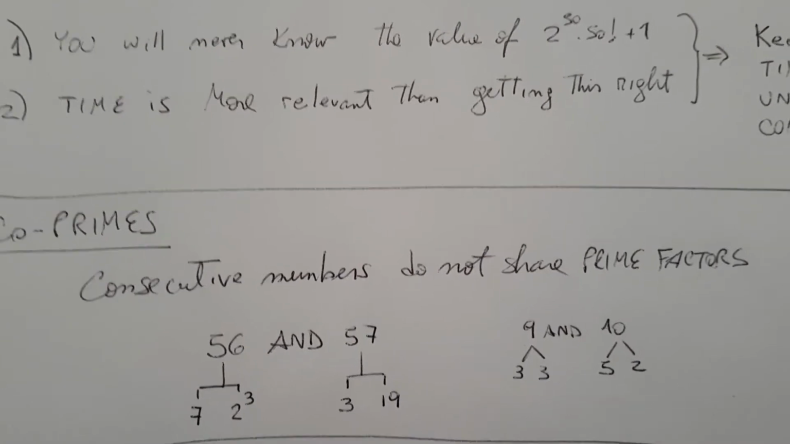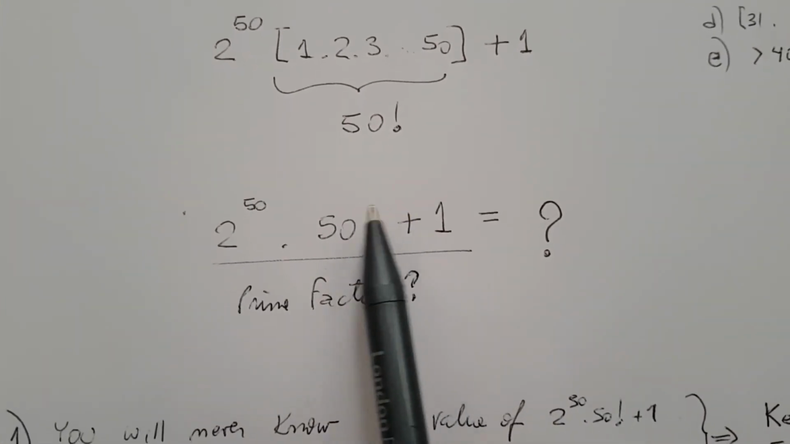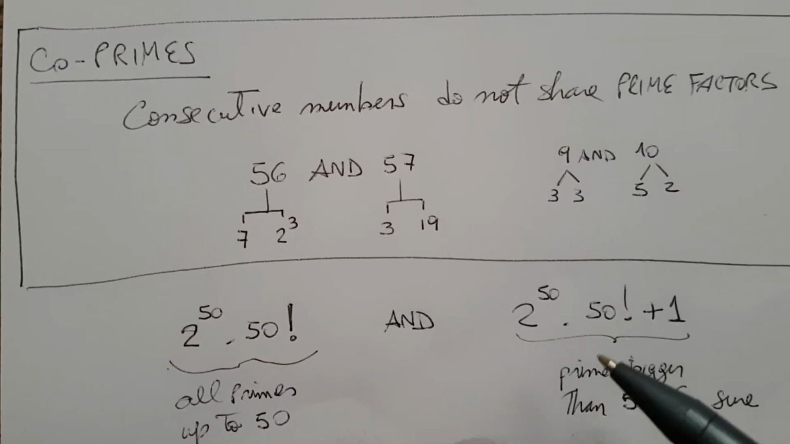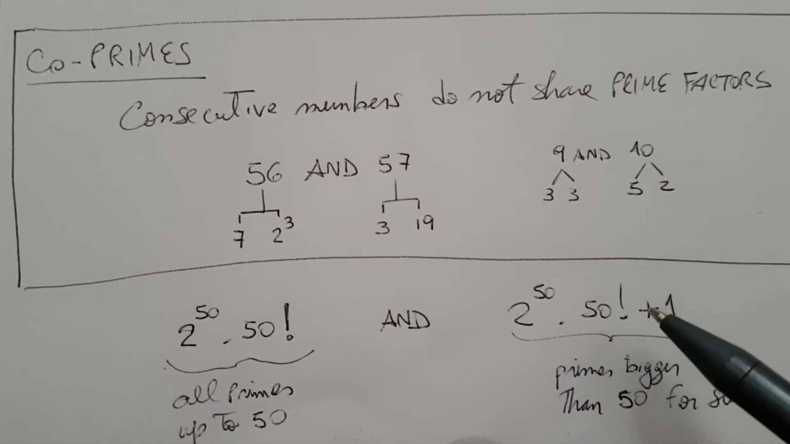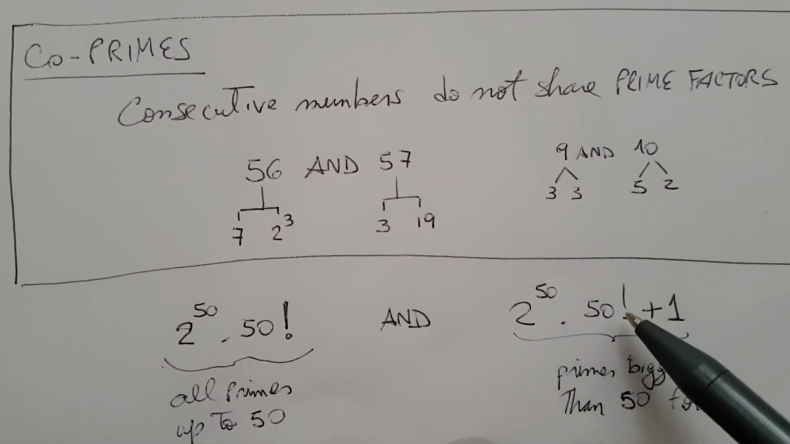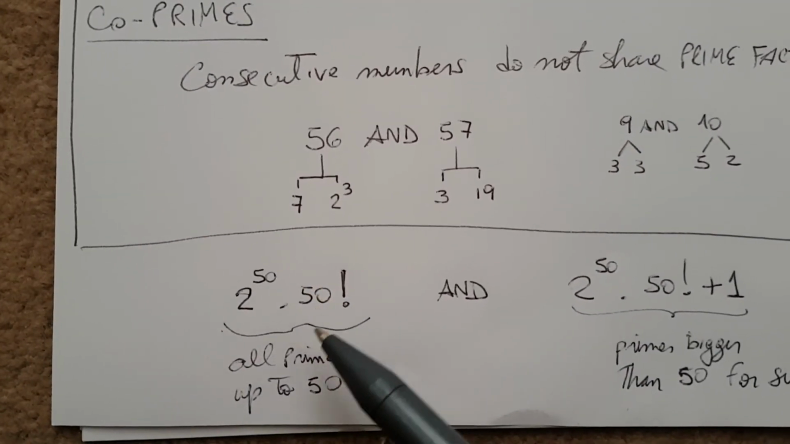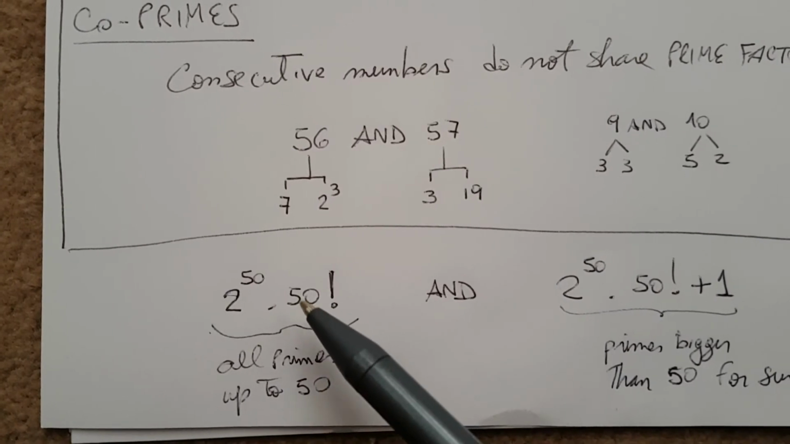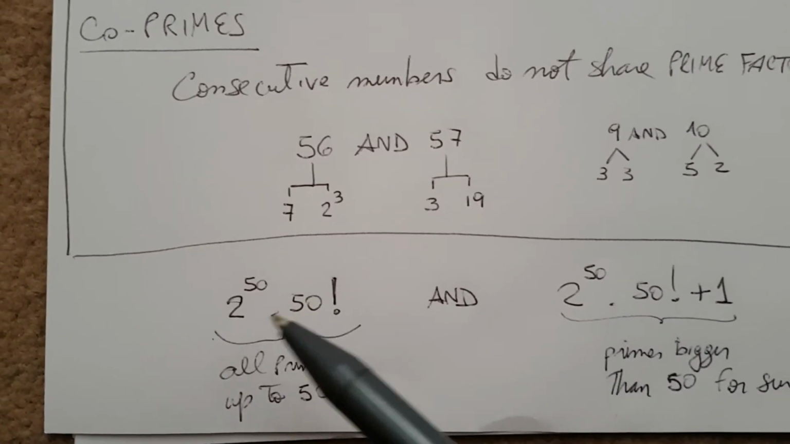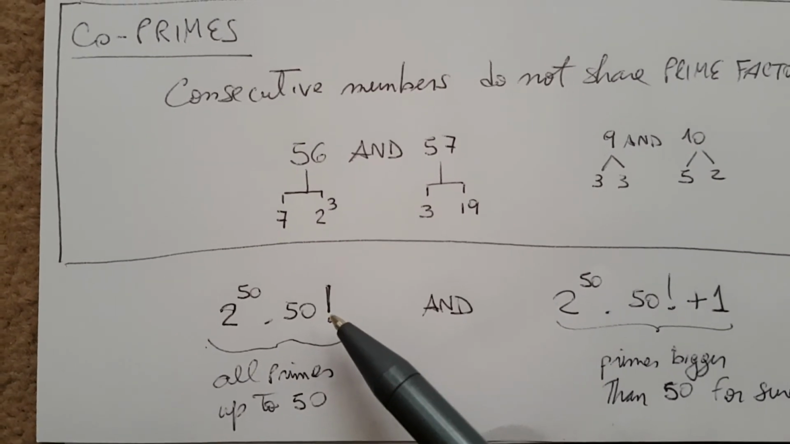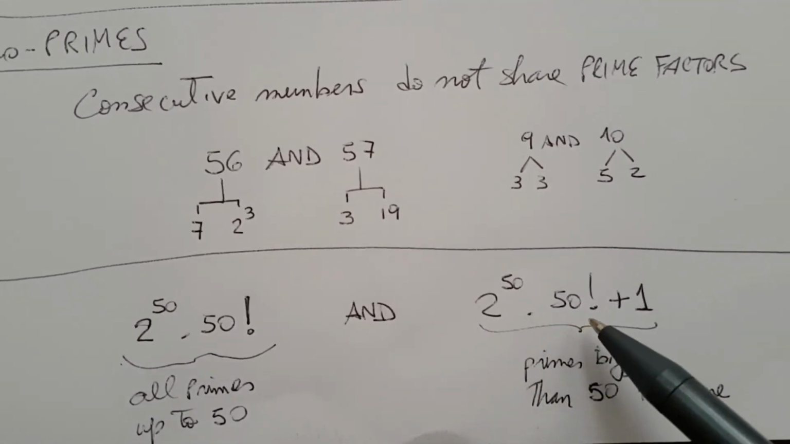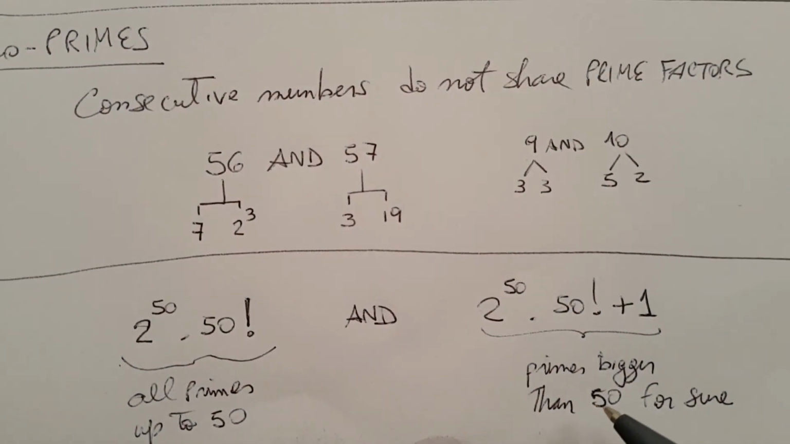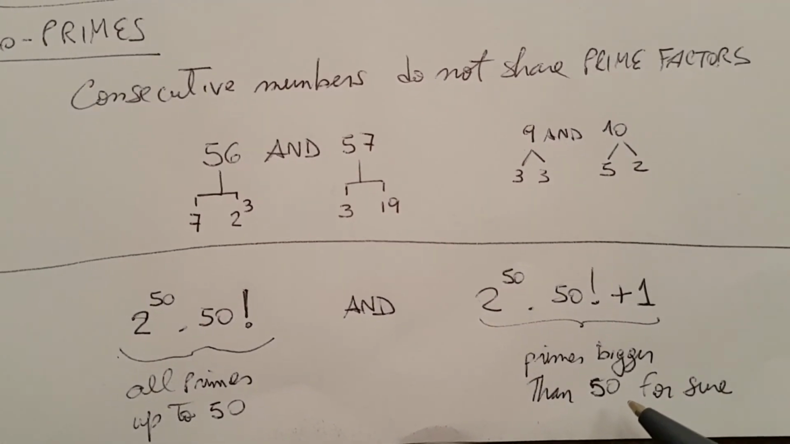So now we can use that to solve this, because we know that these two numbers are consecutive. This part of the number, 2 to the 50 times 50 factorial, and the next number, which is that plus 1. So this is the consecutive number after this. And we don't know anything about this one, but we definitely know something about the other. That number has all the prime factors up to 50, because it's 1, 2, 3, 4, 5, 6, 7. It's divisible by all the numbers up to 50, because it's a factorial. So this number will be divisible by anything you want up to 50, but the number after it will not be divisible by any number up to 50. So it will have some prime factors after 50.